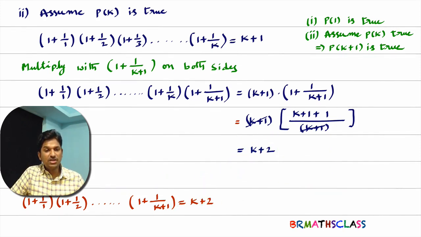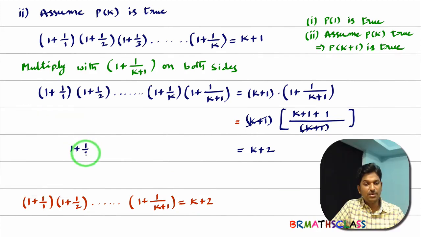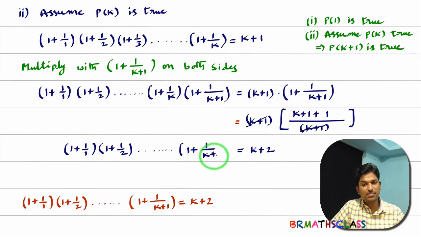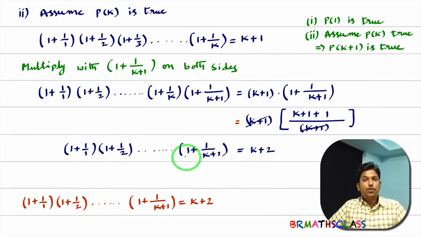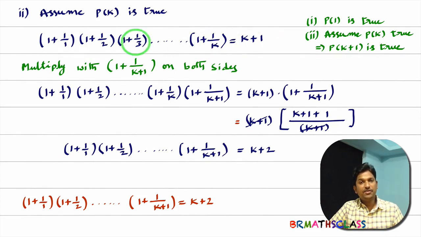Let me write what we got in this left hand side. 1 plus 1 by 1 into 1 plus 1 by 2 into and so on into 1 plus 1 divided by k plus 1. Listen, these things are important. As you assumed P of k is true, after multiplying with a term on both sides, whatever you will get, that is also true. This is also true. Now, with little bit of simplification, whatever you got, this and this both are same. That means this statement is true.